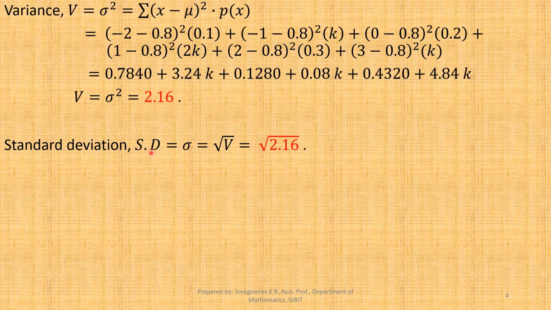The formula for standard deviation is the square root of variance, that is equal to the square root of 2.16. If you want, you can simplify further, or else you can stop it here. Now moving to the next.